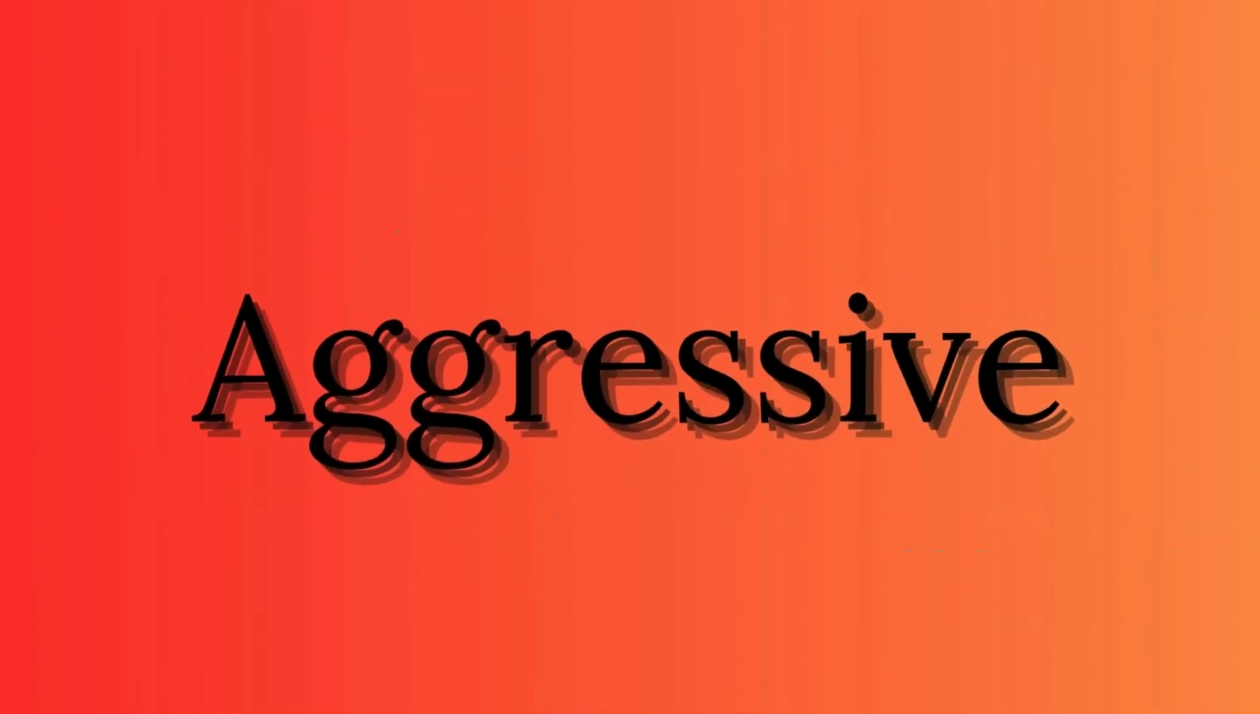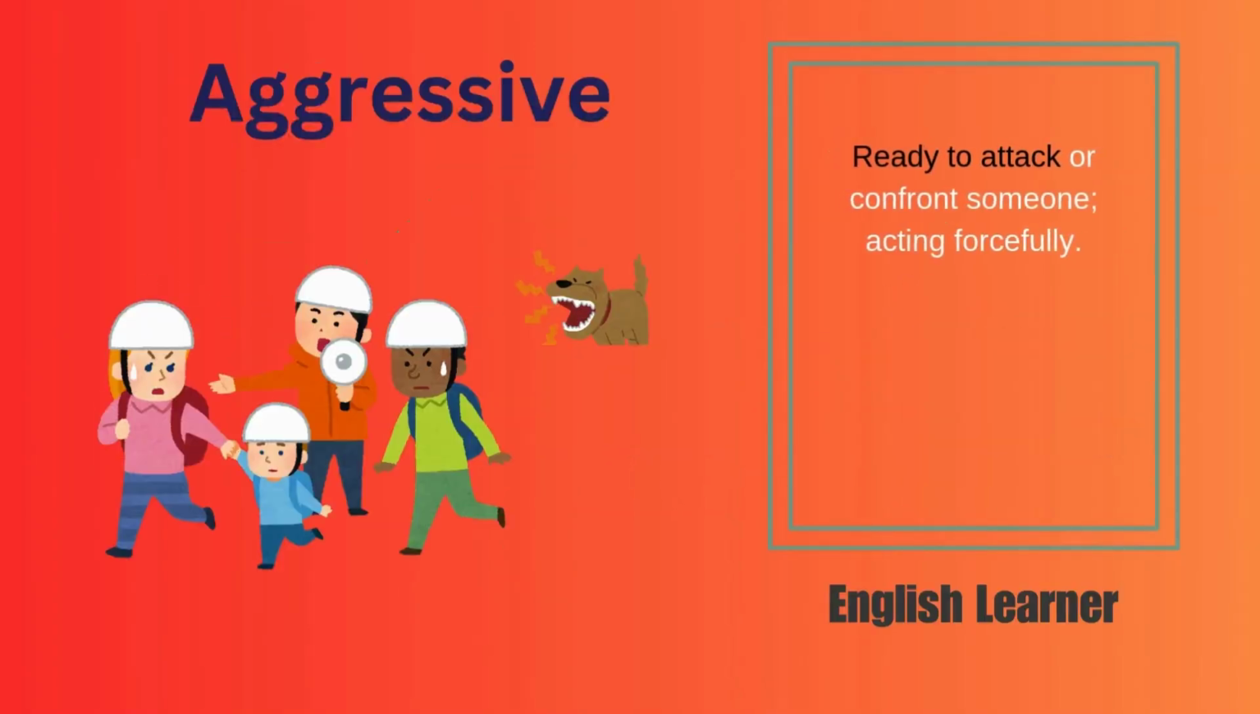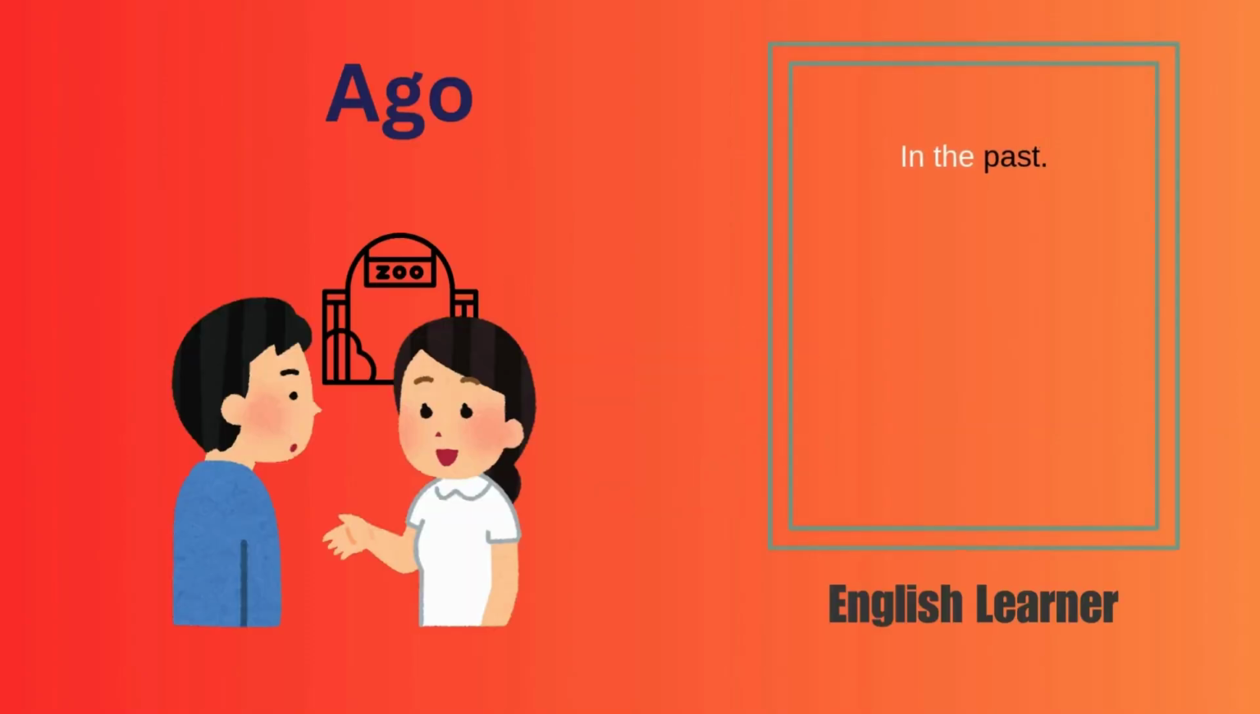Aggressive. Ready to attack or confront someone, acting forcefully. Example. The dog was acting aggressive, so we stayed away. Ago. In the past. Example. I went to the zoo 2 weeks ago.